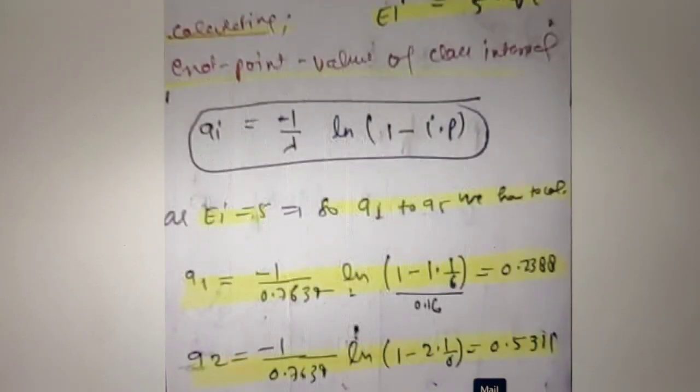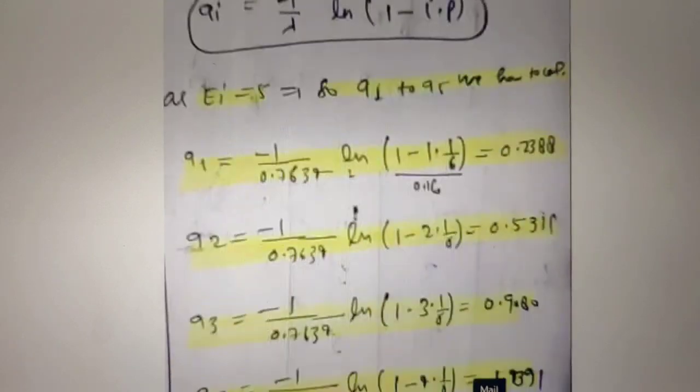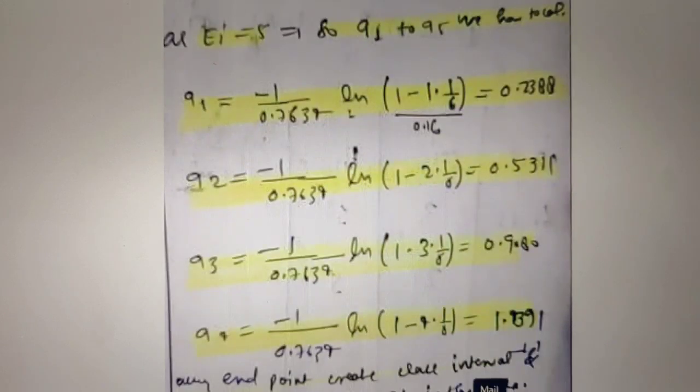We do the same for a2, which will be minus 1 divided by 0.7634 times ln of 1 minus 2 into 1/6, so we will get 0.5311, and similarly we can find the values of a3, a4 and a5.